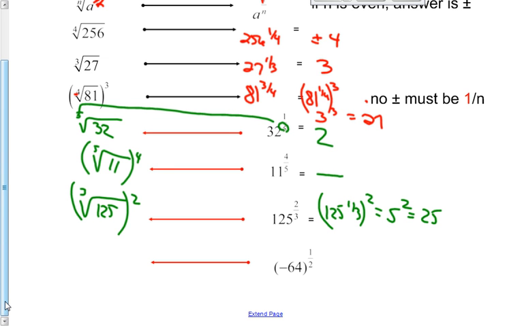And the last one, negative 64 to the 1/2 would be the square root of negative 64. When we are dealing with these radicals, we are not going to bring in i terms. So this one would be no solution when we try to solve this. No solution on this one.